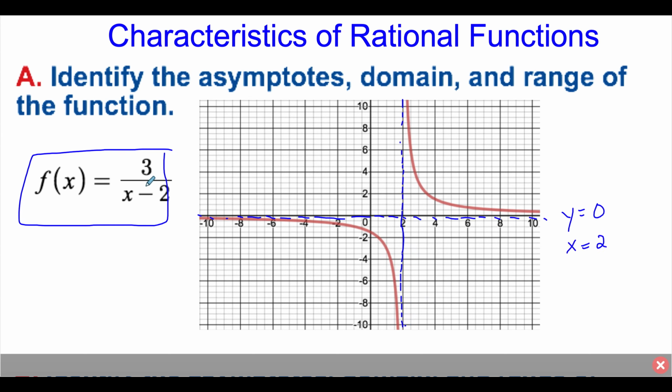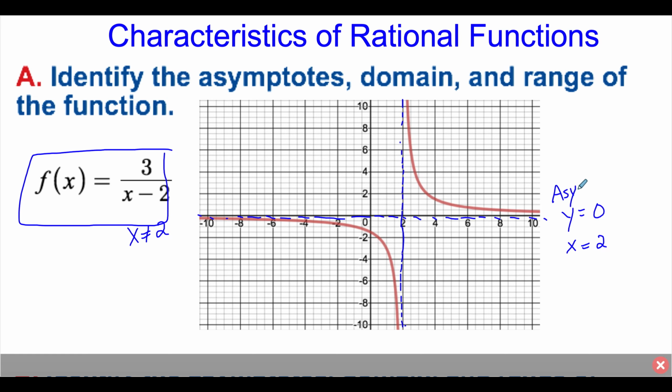And you can look back at the function here. What happens if I plug a 2 in the bottom? That's an excluded value, right? x cannot be 2. So that's where one of the asymptotes is going to be, at 2. So I have an asymptote going horizontally and an asymptote going vertically. Now I need to state my domain and range.